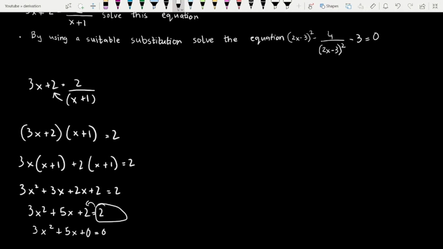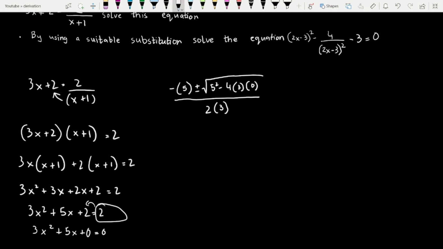I'm just going to use the quadratic formula, so that's just going to be minus b, and b is 5, so this is going to be minus 5 plus or minus the square root of 5 squared minus 4ac, and c is 0, so we put that in there, divided by 2a, and a is basically 3. Okay, I'm going to put this in my calculator and see what I get.